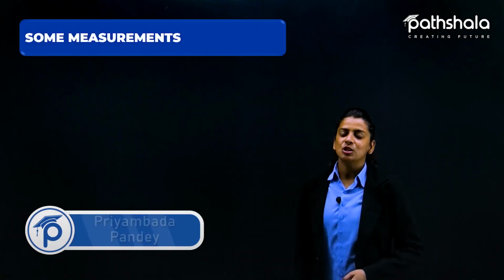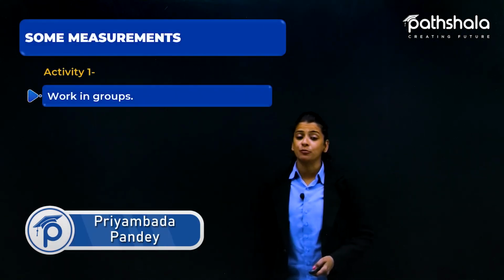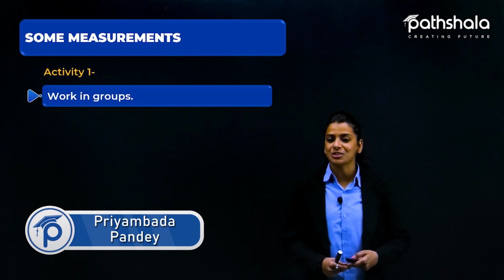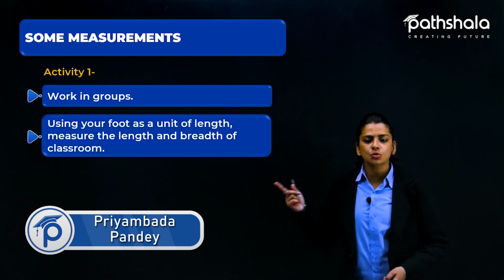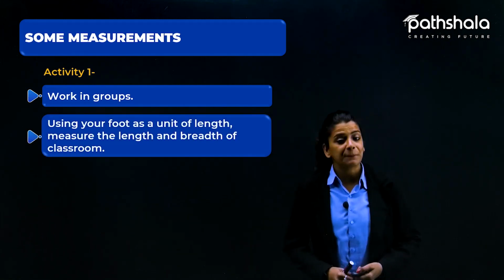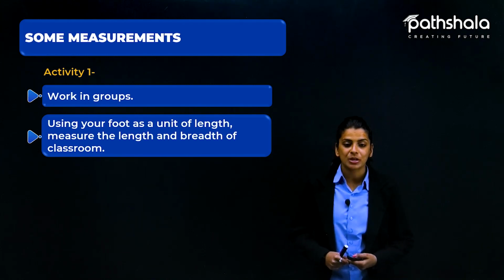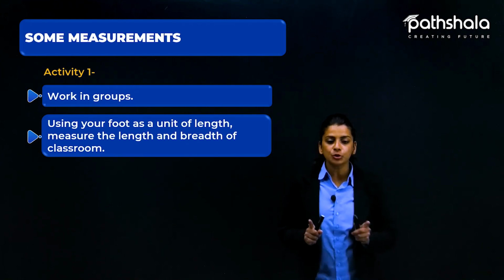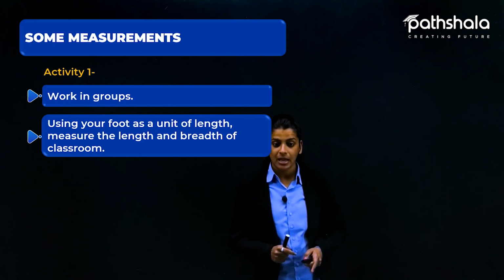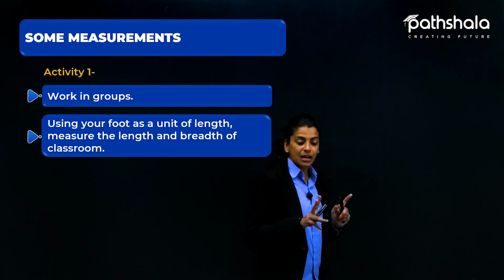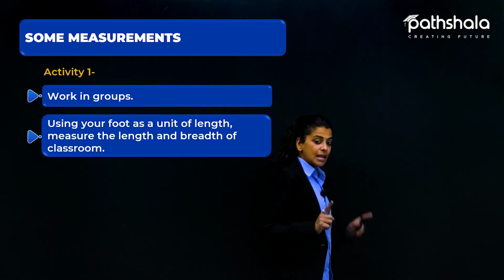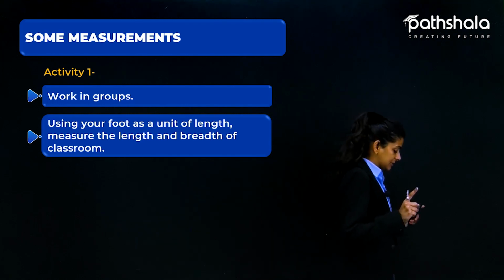Talking about some measurements, we have one activity to perform in groups in the classroom. Work in groups, using your foot as a unit of length, to measure the length and breadth of the classroom. So what we have to do is use the length of our foot. हमें अपने foot का length लेना है and we have to measure the length and breadth of the classroom like this.